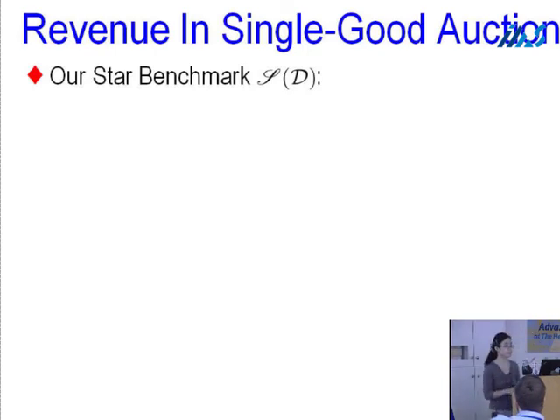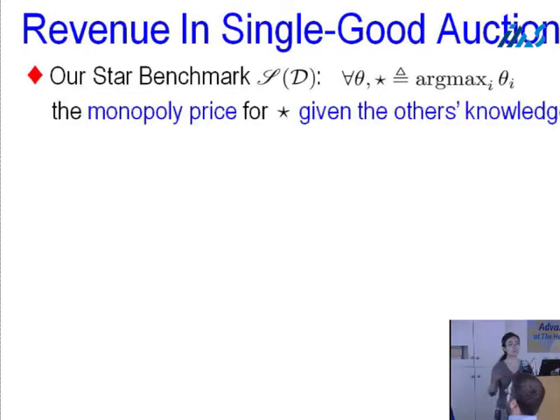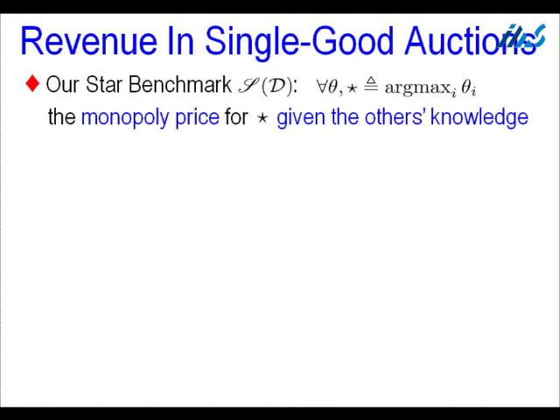Okay, thank you. So again, let me define to you what we want to achieve in this setting. This is a benchmark we call the star benchmark. So before telling you the benchmark, let me tell you what star is. Given any true valuation profile theta, star will be the player with the highest valuation. Ties are broken lexicographically. Now, in one sentence to summarize, the star benchmark we want to achieve is the monopoly price for this star player given the other players' knowledge.